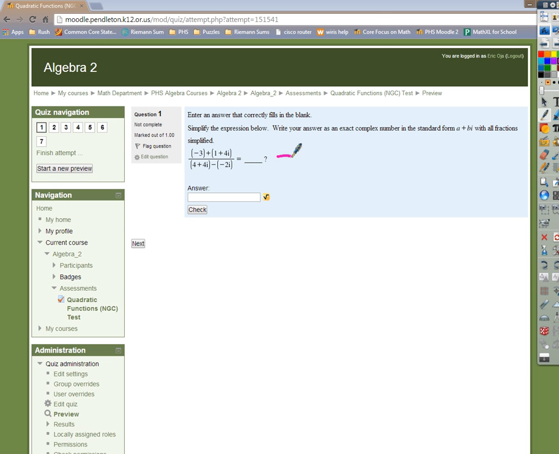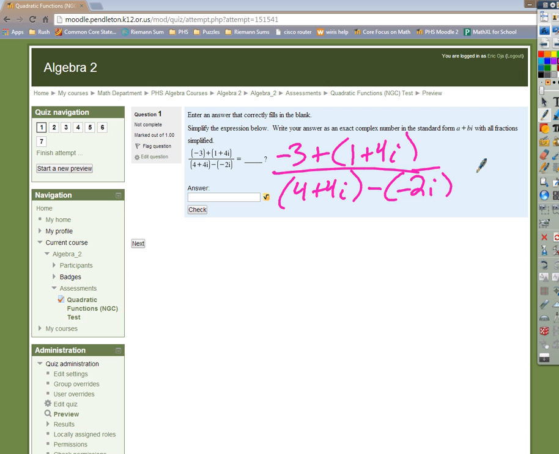So we've got negative 3 plus 1 plus 4i over 4 plus 4i minus negative 2i. So what do we do? Yeah, simplify the top, simplify the bottom. On the top, if I combine like terms, what do I get?